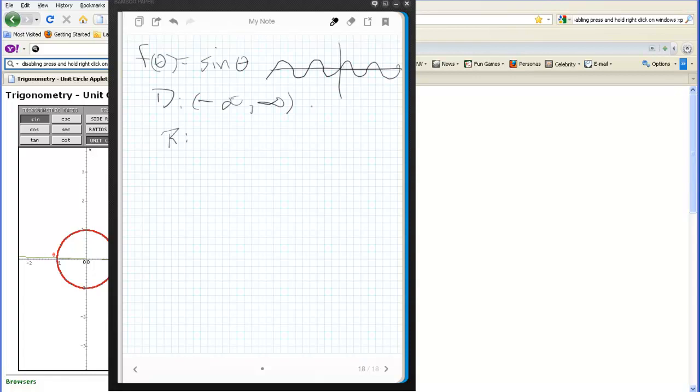And then the range: the biggest that sine of theta can be is 1, and the smallest that sine of theta can be is negative 1, and that's inclusive. So I use brackets from negative 1 to 1. All right, ladies and gentlemen, that is f of theta equals sine of theta.